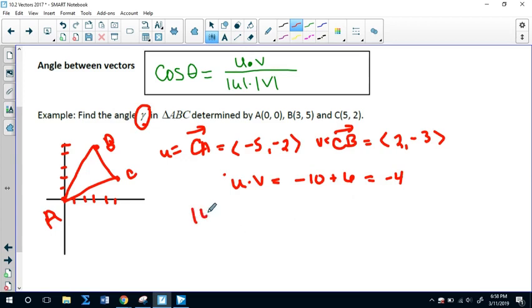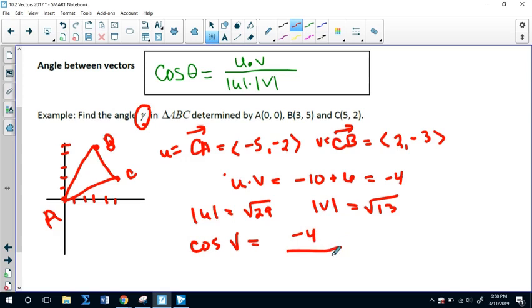And I need the magnitude of each of those. So the magnitude of U is the square root of 29, and the magnitude of V is the square root of 9 plus 4, which is 13. So cosine of gamma will be -4 over the square root of 29 times the square root of 13. That the angle is equal to 101.889 degrees.